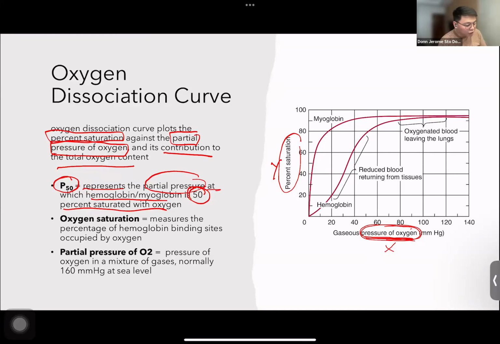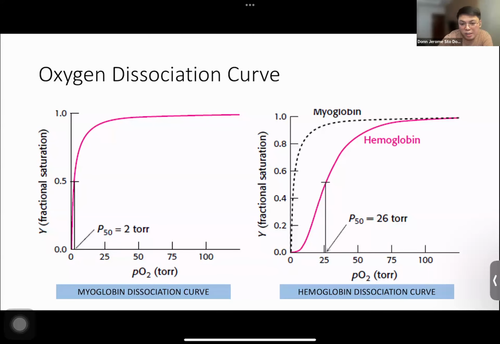So, oxygen saturation measures the percentage of hemoglobin binding sites occupied by oxygen, sa y-axis. And the partial pressure of oxygen is the pressure of oxygen in a mixture of gases, usually 160 millimeter mercury at sea level. All right, so let's now compare the oxygen dissociation curve of myoglobin and hemoglobin. Hindi ko na po kayo pahihirapan. I just like you to know the characteristic or yung itsura ng hemoglobin and myoglobin oxygen dissociation curve.